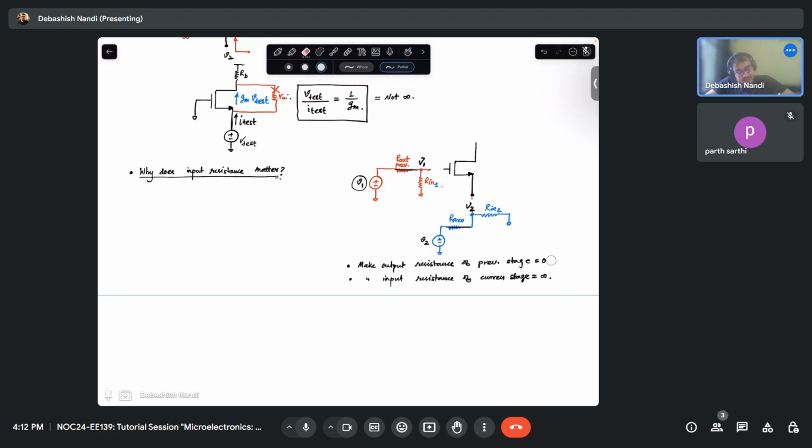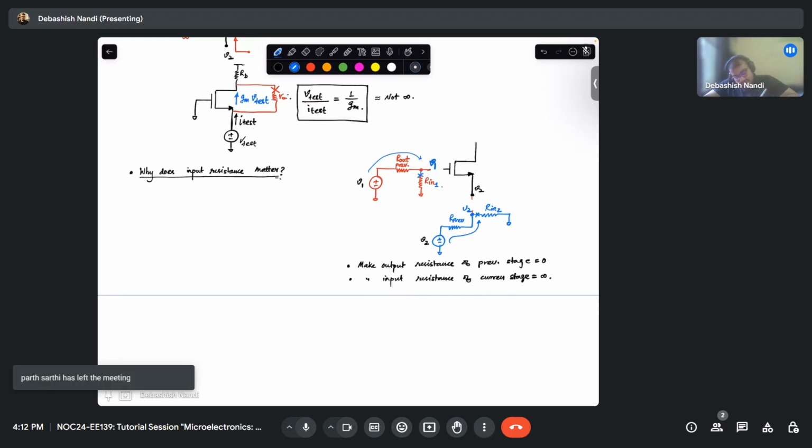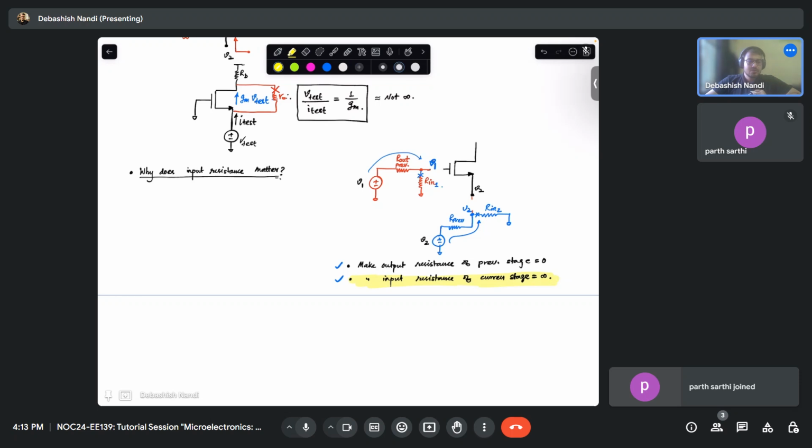Or in other words, this is one possibility. Or in other words, we want to make sure that the input resistance of the current stage is infinity. That means what? That means this becomes open circuit, this becomes open circuit. What does that mean? This V2 will again appear here and V1 will again appear here. So I have these two options, okay? So what I am designing now is the current stage. So I have to make sure that the input resistance of the current stage is infinity. So did you get that?